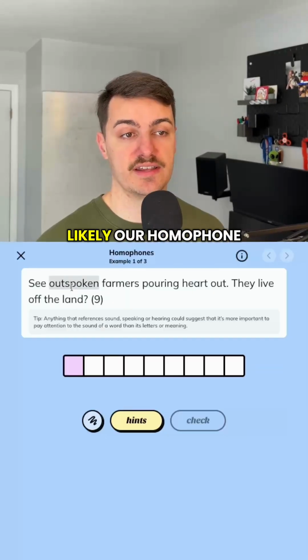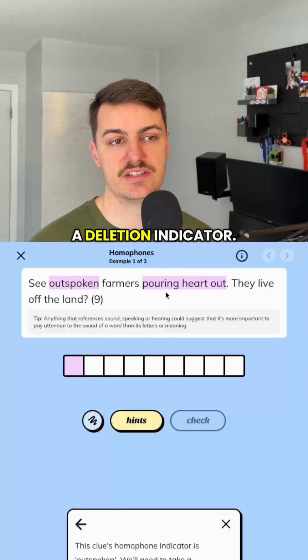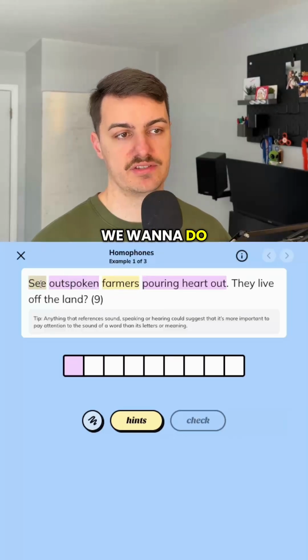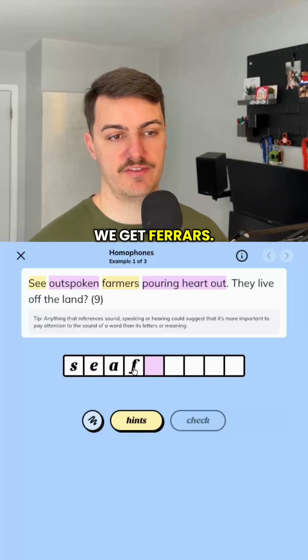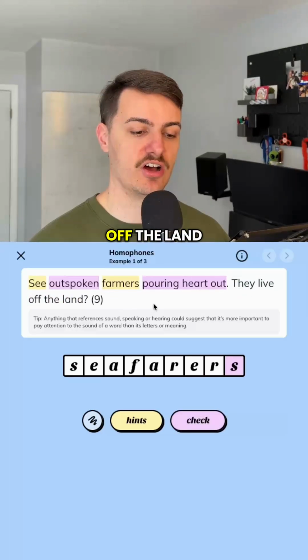So outspoken is likely our homophone indicator here. That is true. And then pouring heart out is a deletion indicator. So for the homophone indicator, we want to do C and we want to make it C. And then if we delete the M from farmers, we get farers. And our definition is they live off the land, and seafarers live off the land because they live in the water.